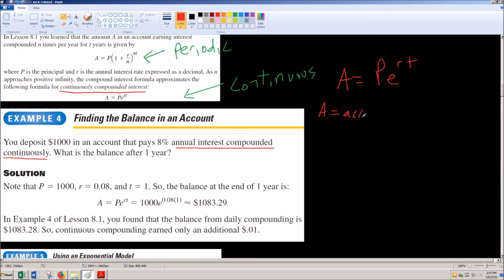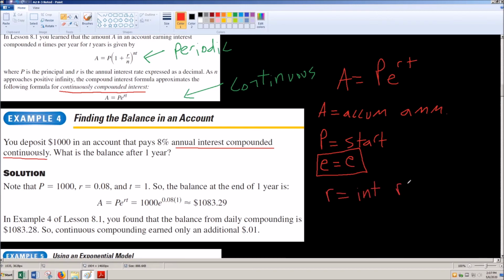So this is going to be my accumulated amount. I get my P value, which is my starting amount. E is just the actual number, so that one is not a variable that I'm plugging in for, it's just the number e. R is my interest rate, and then T is my time.